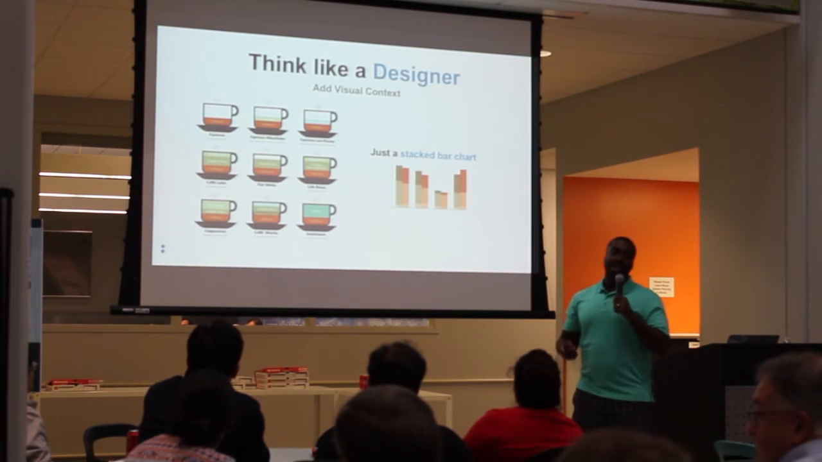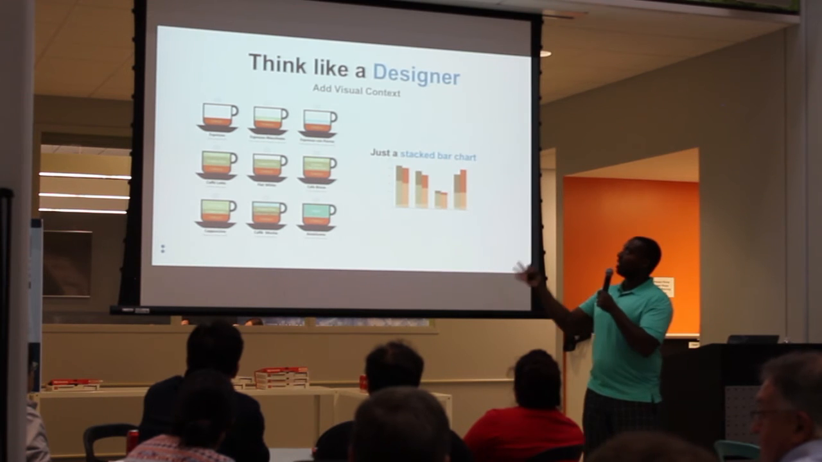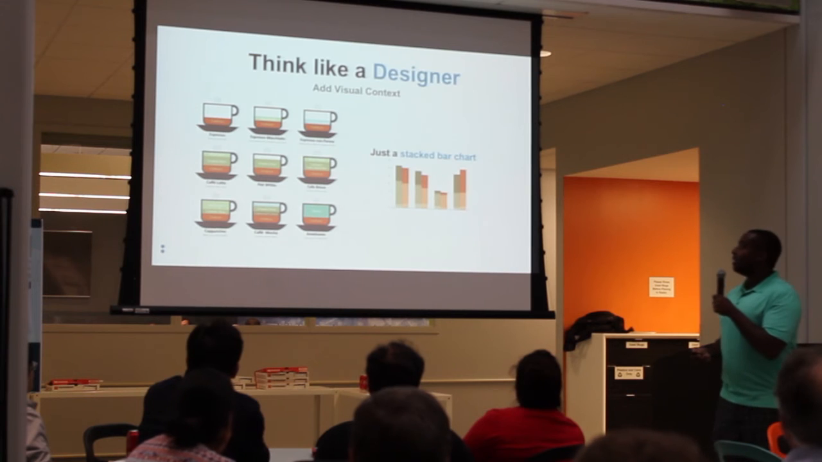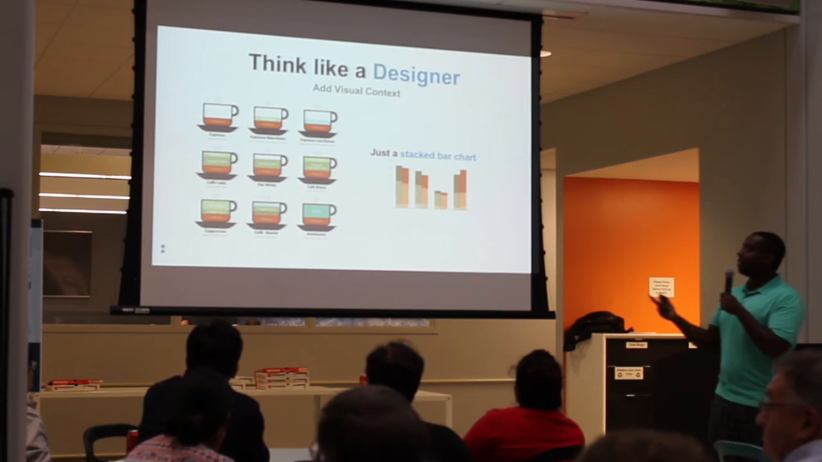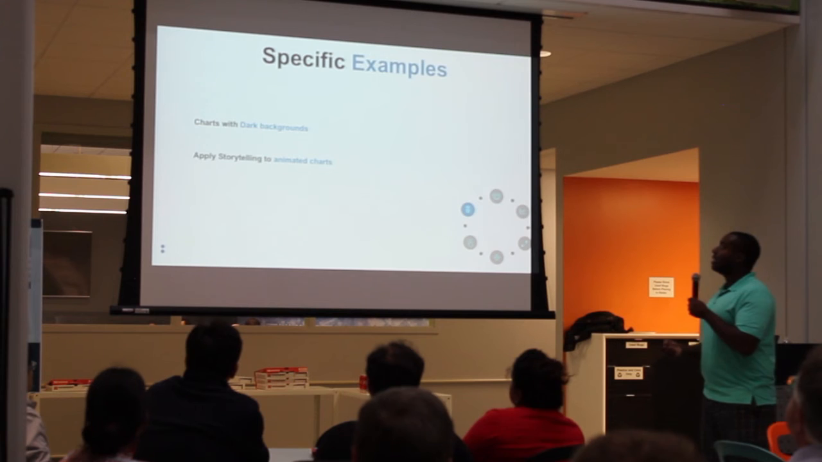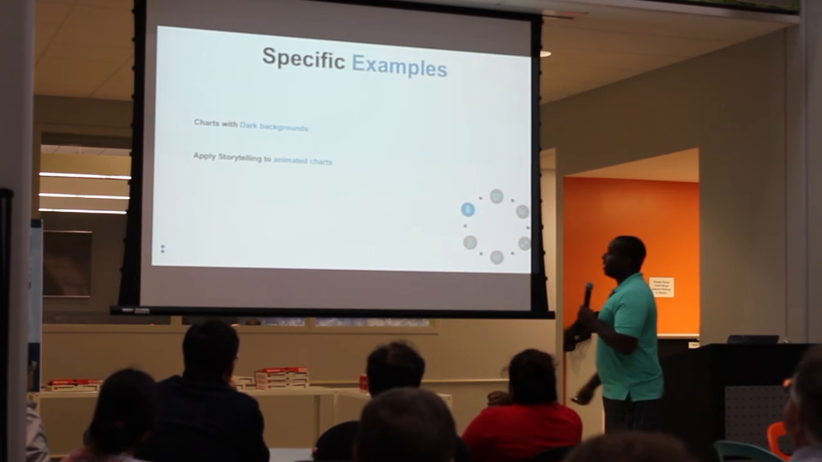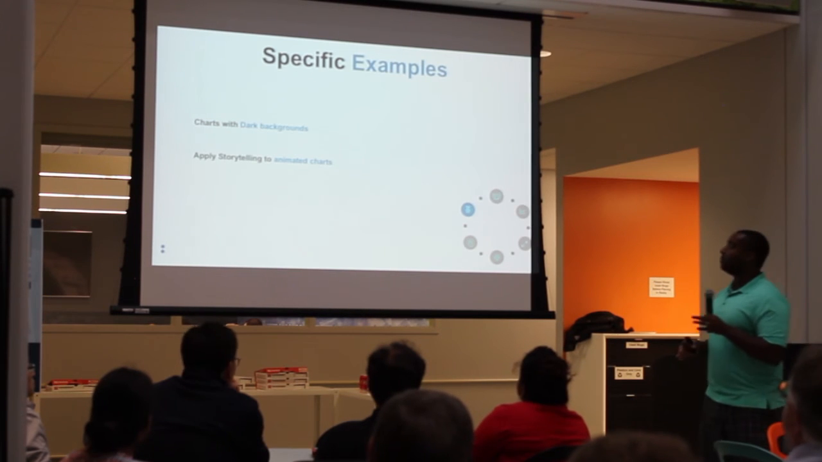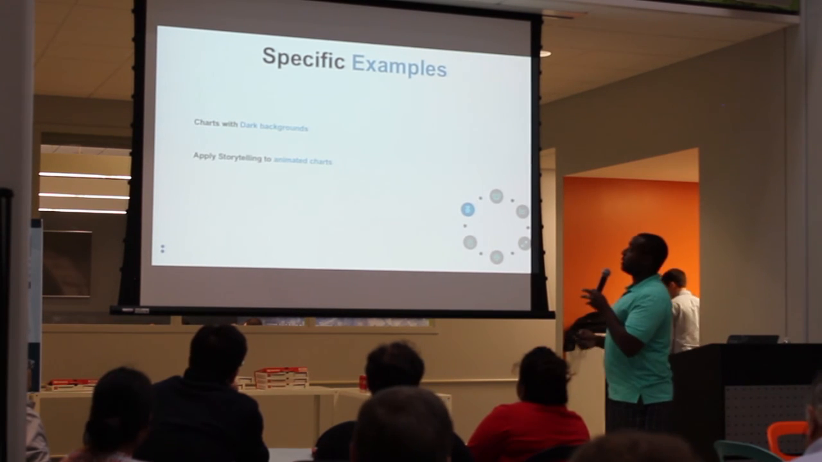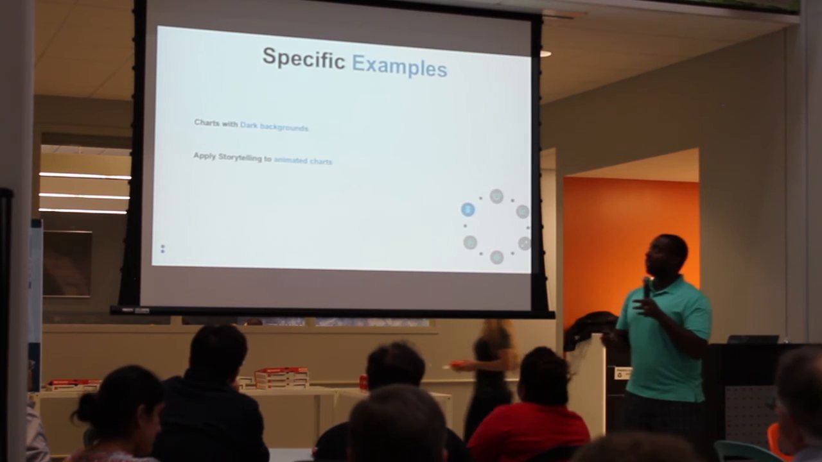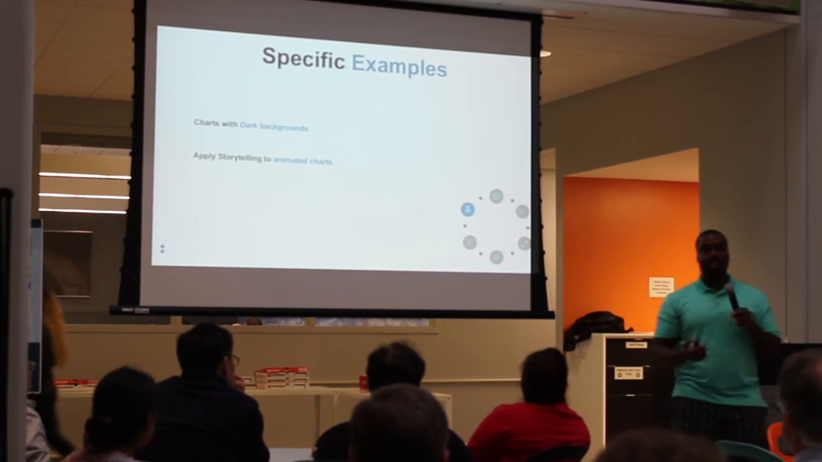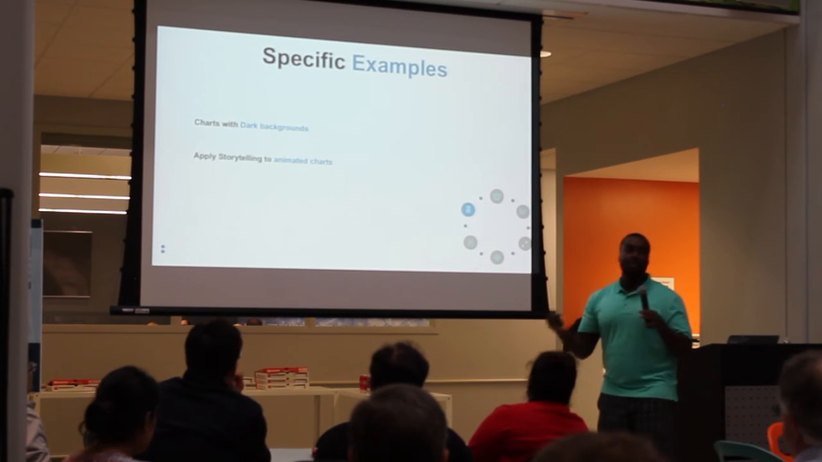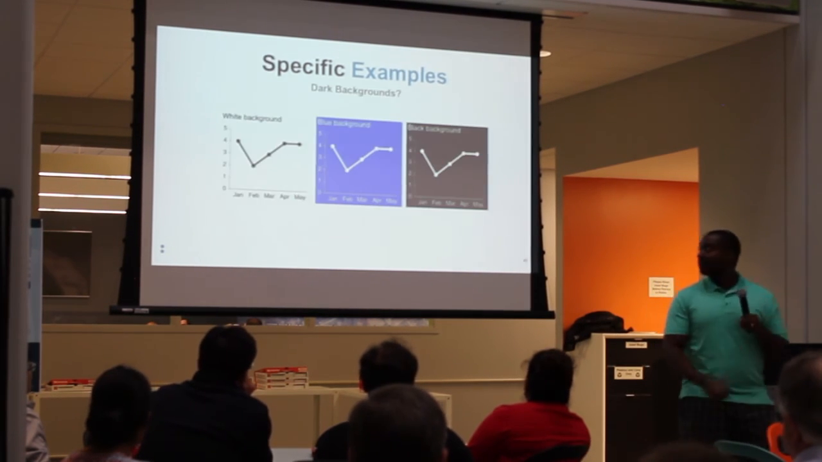So you can add context through methods like this. This is something maybe a designer would do, you wouldn't think a data scientist would do. But if you're telling the story, then you might want to take advantage of these things. So now let's talk about two of the examples that I thought were really important, just rules of thumb when it comes to visualizing. Charts with dark backgrounds, whether we should or should not try that at all. And then how do you apply the storytelling process to animated charts, interactive charts?